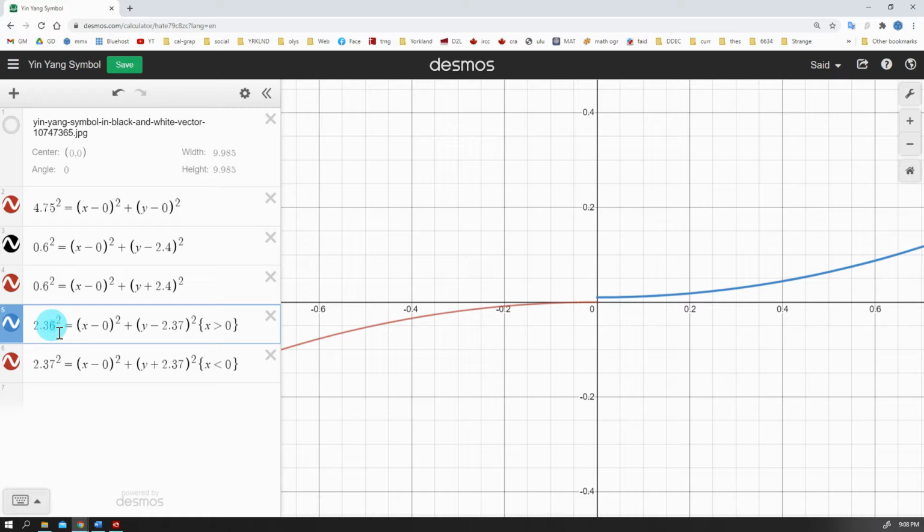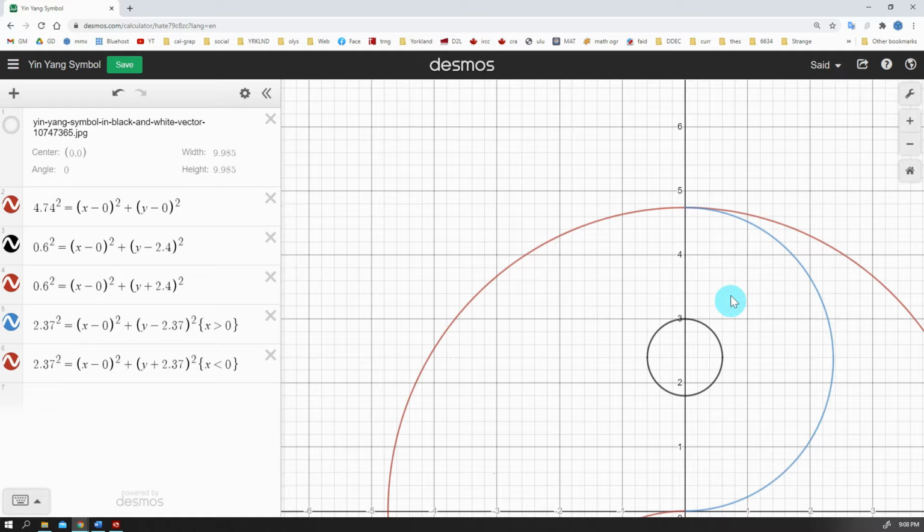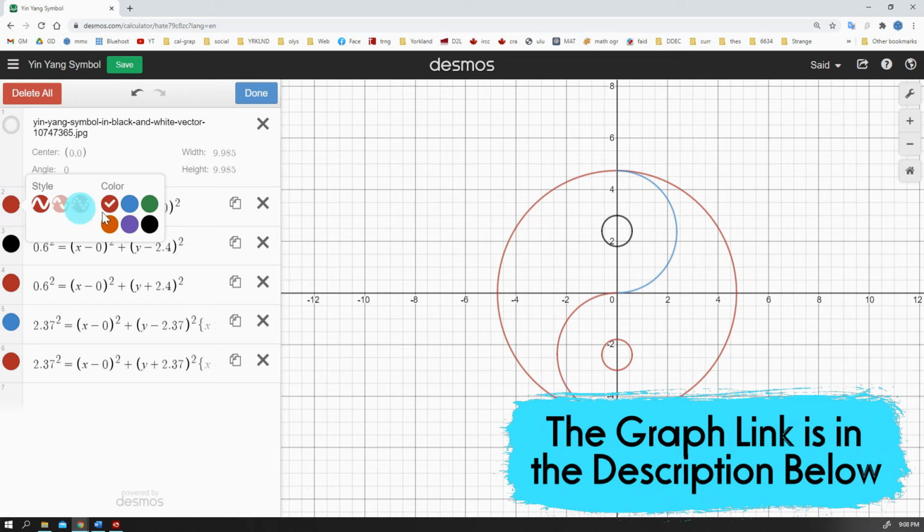Now the biggest circle needs to be a little bit smaller. So let's also change this. Yep, 7.4. I think 7.4 gives us the best result. Now I want to go and make all the sides black, and it looks perfect.